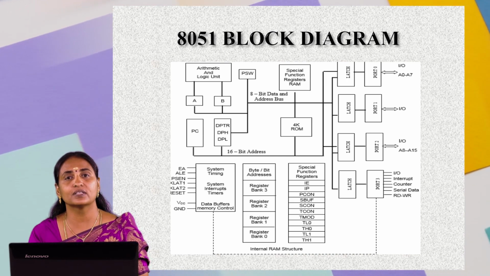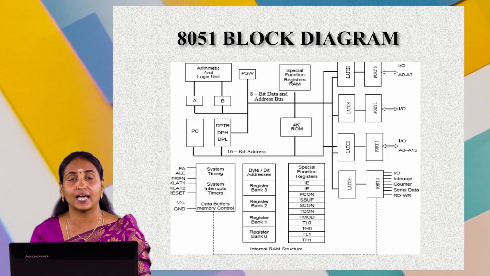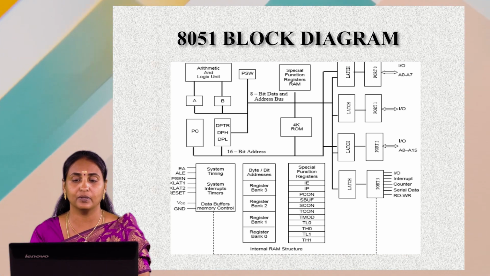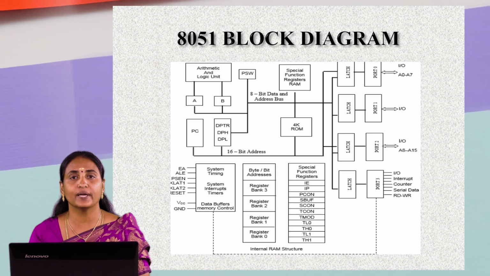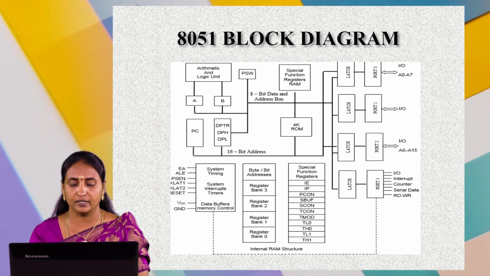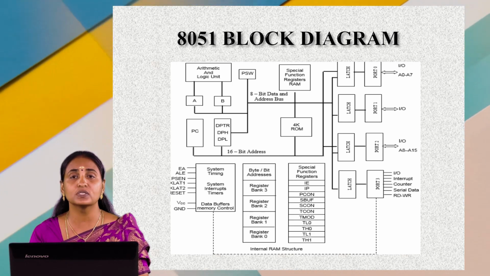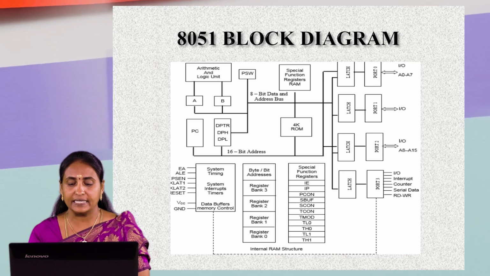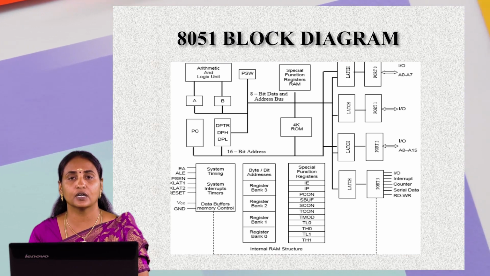And it also has some special function registers, that is IE. IE means interrupt enable. That means it is used to enable and disable the interrupt. And IP means interrupt priority. Interrupt priority is used to set the priority of the interrupt as high or low. And PCON. PCON means power control register.